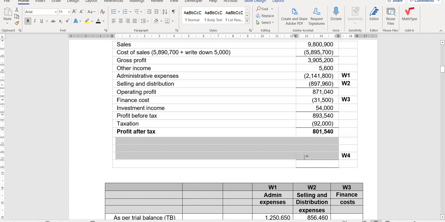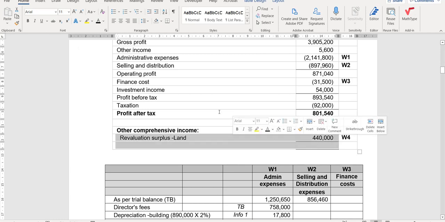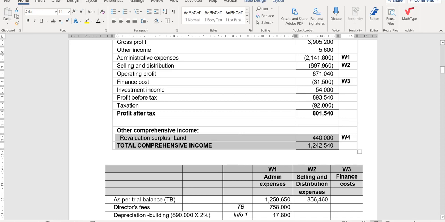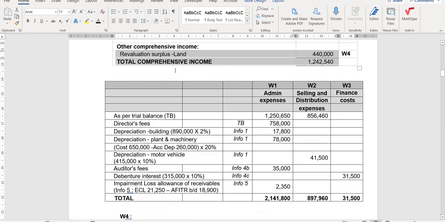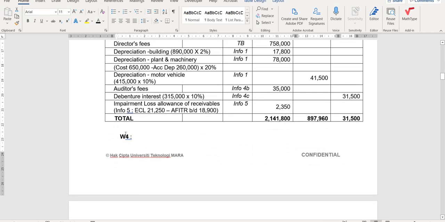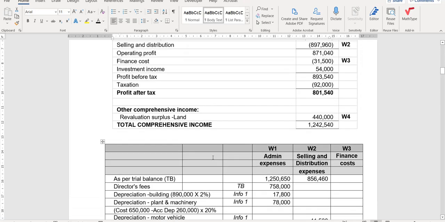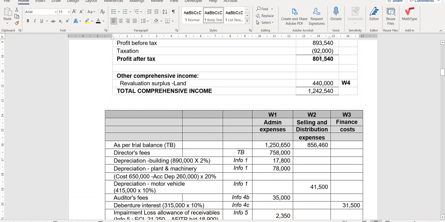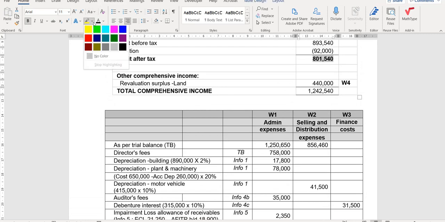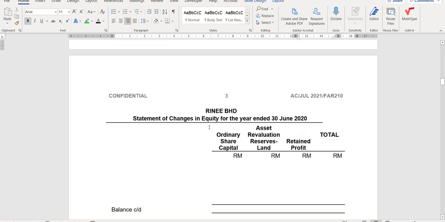And remember, our earlier adjustment was about other comprehensive income, revaluation surplus on land. We have earlier calculated the land, and the surplus was 440,000, and therefore the total comprehensive income is 1,242,540. And for your information, I also provide some working for the other comprehensive income at the bottom here. So done with that. This figure here, the one in green there, will have to be reflected when you prepare the statement of changes in equity.